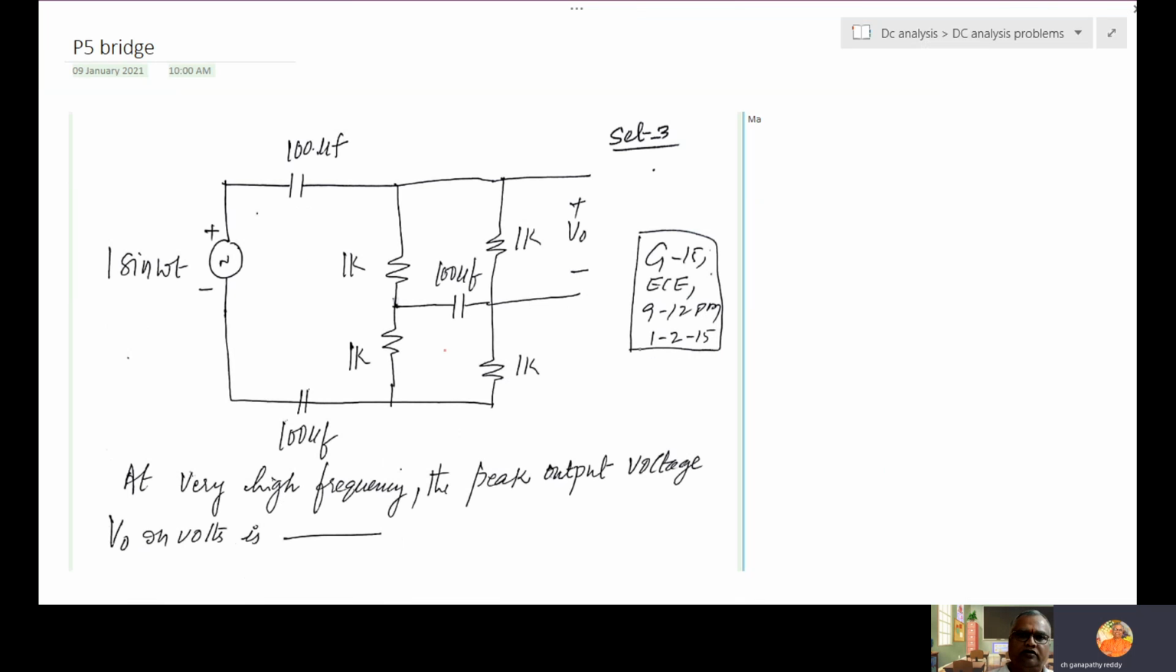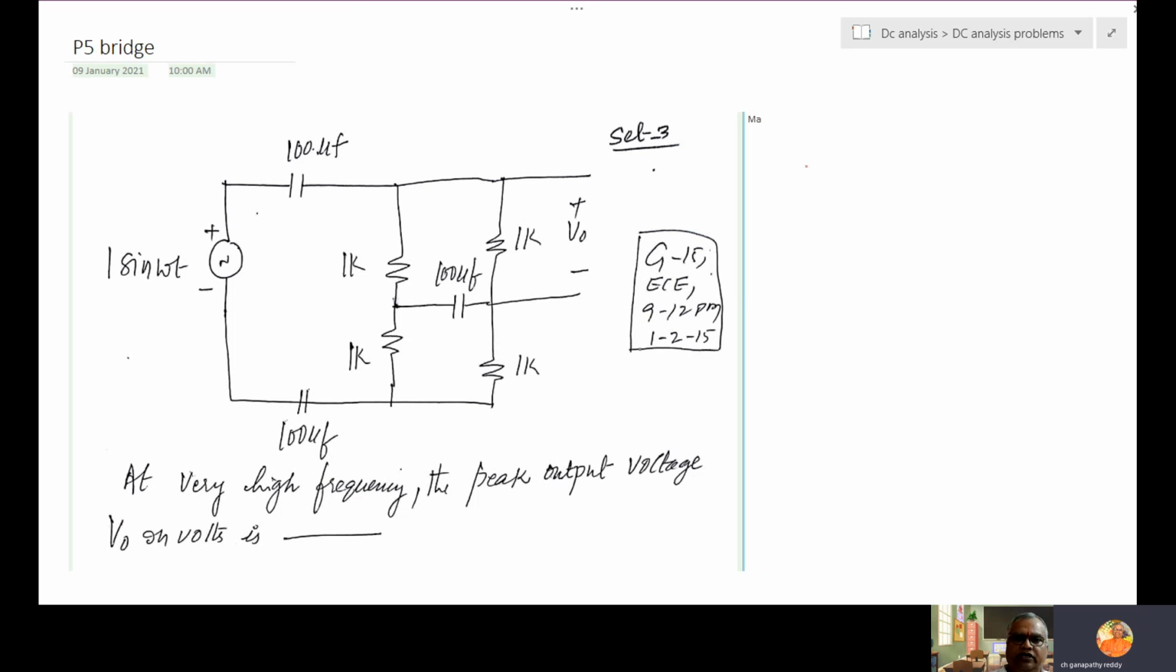There's another problem again, bridge principle only. All bridge problems I arranged at one place and solving. So all these are already asked. There is GATE 15, ECE, like that. So at very high frequency, the peak output voltage V naught in volts at very high frequency.